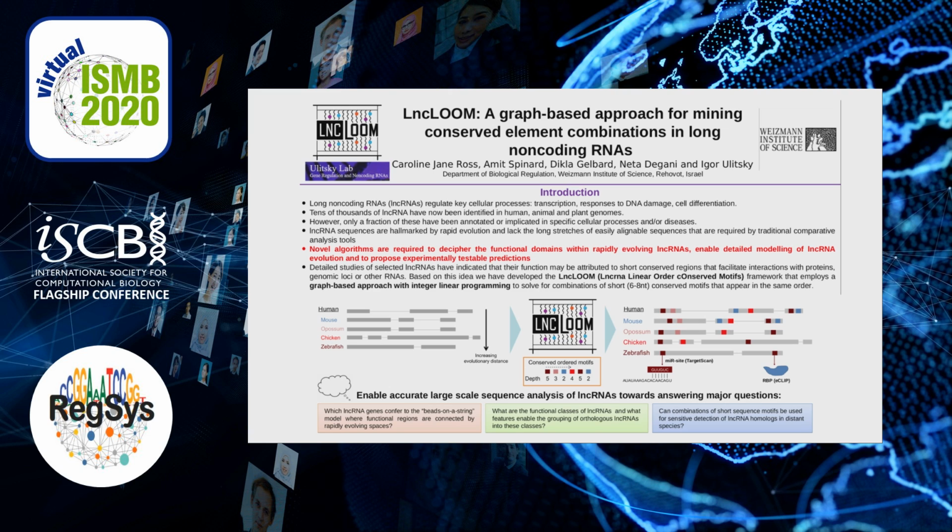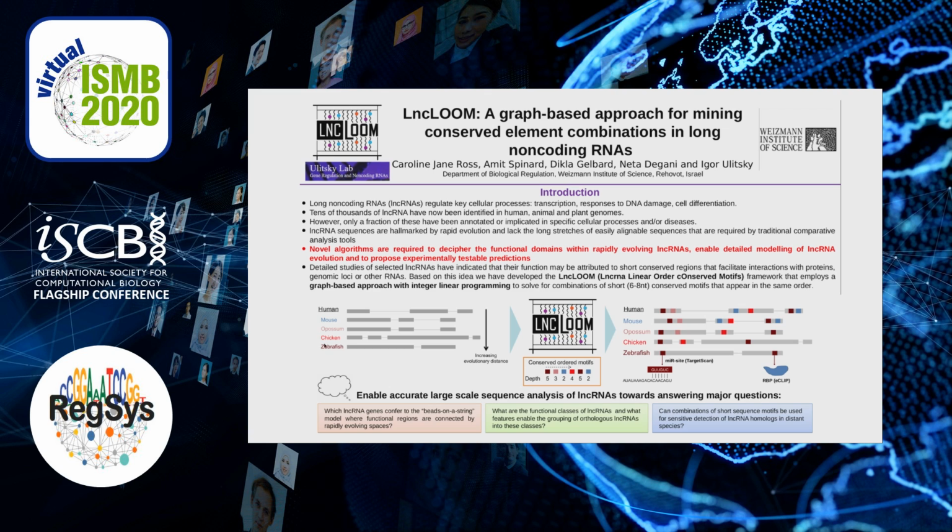Detailed studies of selected lincRNAs have indicated that their function may be attributed to short conserved regions that interact with proteins or other RNAs, and that these short conserved regions are disguised within this rapid evolution. So based on this idea, we have developed the LncLOOM framework. It's a graph-based approach that uses integer linear programming to search for combinations of short conserved motifs.